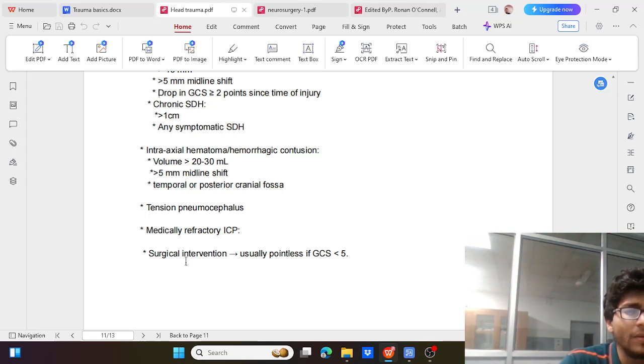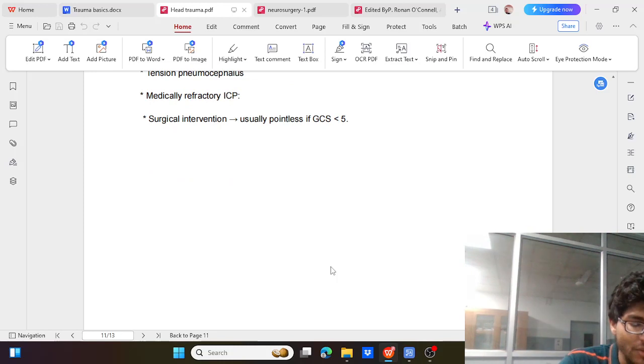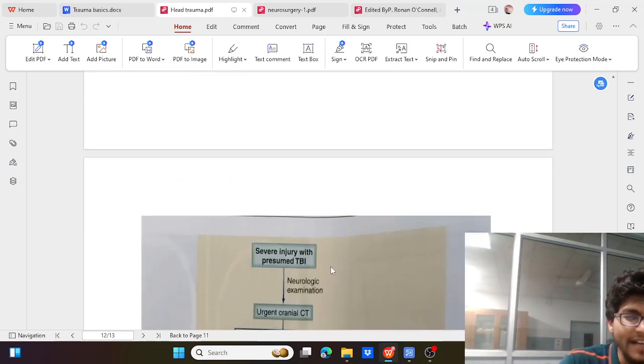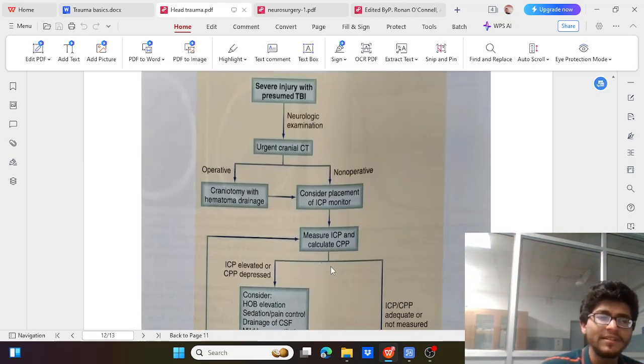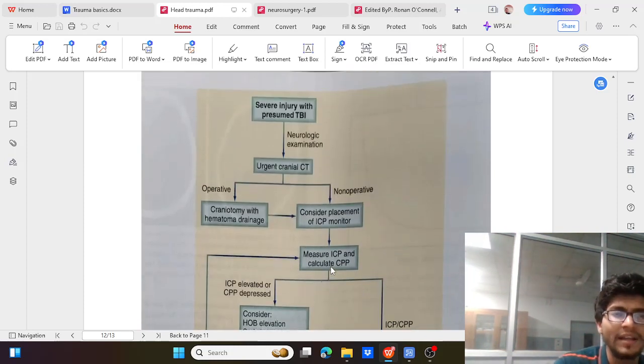And lastly, we do not do surgery if the GCS is less than 5, because it is not useful, it will not help the patient. If the GCS is less than 5, then surgery will not help, it is generally pointless. So we have to definitely assess the clinical situation and then decide, but generally with less than 5 the patient is not taken for surgery. Now just going through the flow charts.